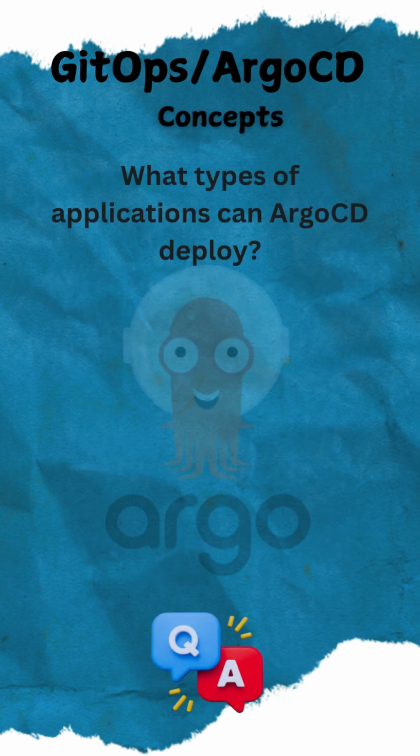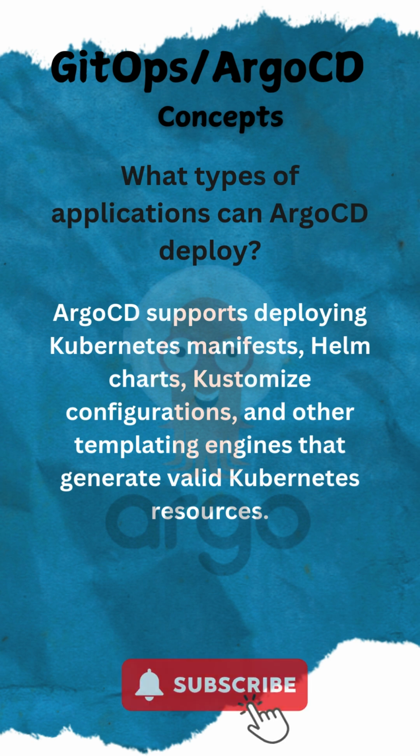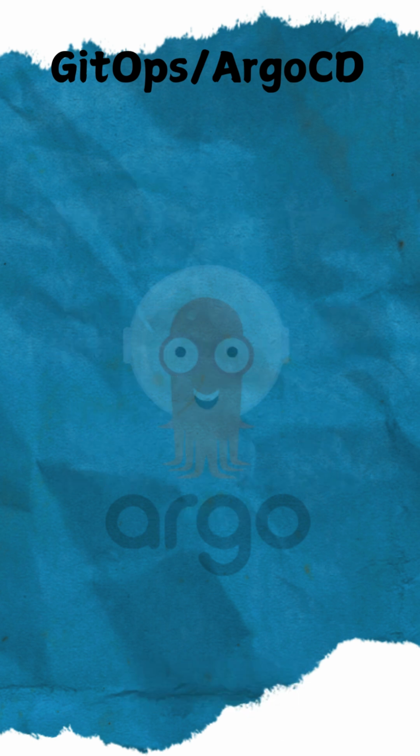What types of applications can ArgoCD deploy? ArgoCD supports deploying Kubernetes manifests, Helm charts, customized configurations, and other templating engines that generate valid Kubernetes resources.